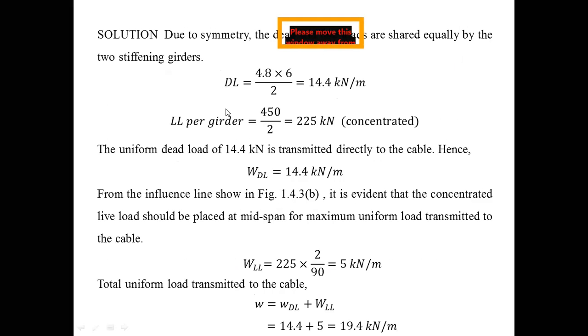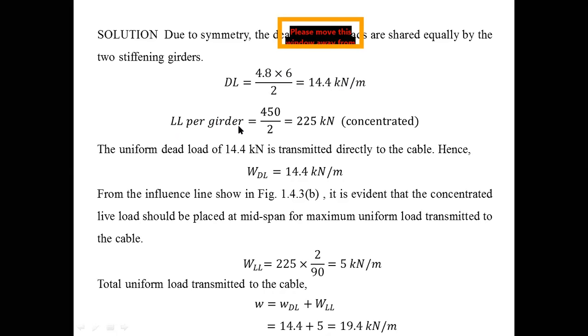So first find the dead load of the girder. Because 4.8 kilonewton per meter square is given, you should convert it to kilonewton per meter. So 4.8 into 6, that is the dead load. But that load will be carried by two cables, so for each cable I divide by 2. So 14.4 kilonewton per meter is the dead load.